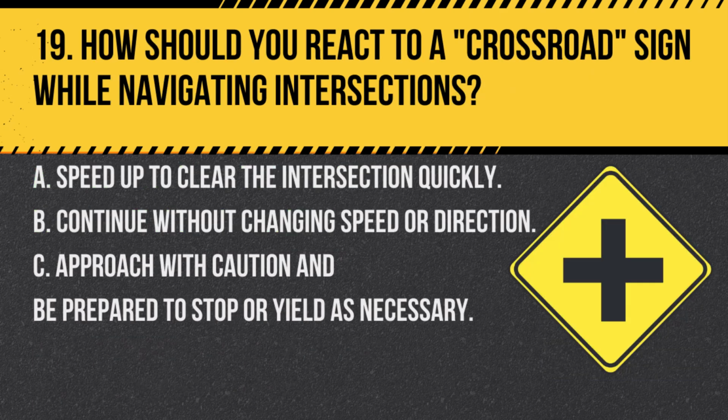Question 19. How should you react to a crossroad sign while navigating intersections? A. Speed up to clear the intersection quickly. B. Continue without changing speed or direction. C. Approach with caution and be prepared to stop or yield as necessary. Answer: C. Approach with caution and be prepared to stop or yield as necessary. Crossroads can introduce unexpected traffic flows and hazards.